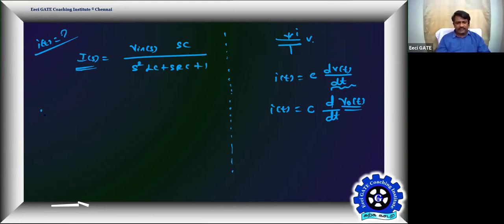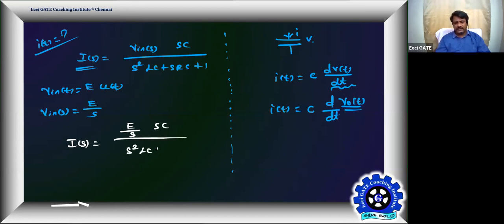Yes, substitute Vin(s). Vin(s) is equal to what? Vin(t) we know is equal to E times u(t), that's the battery voltage. Then it becomes E/s. Substitute that, then you will get I(s) equal to Vin(s), which is E/s, times sC divided by s²LC plus sRC plus 1. Then s and s will get cancelled. So you can also divide numerator and denominator by LC.